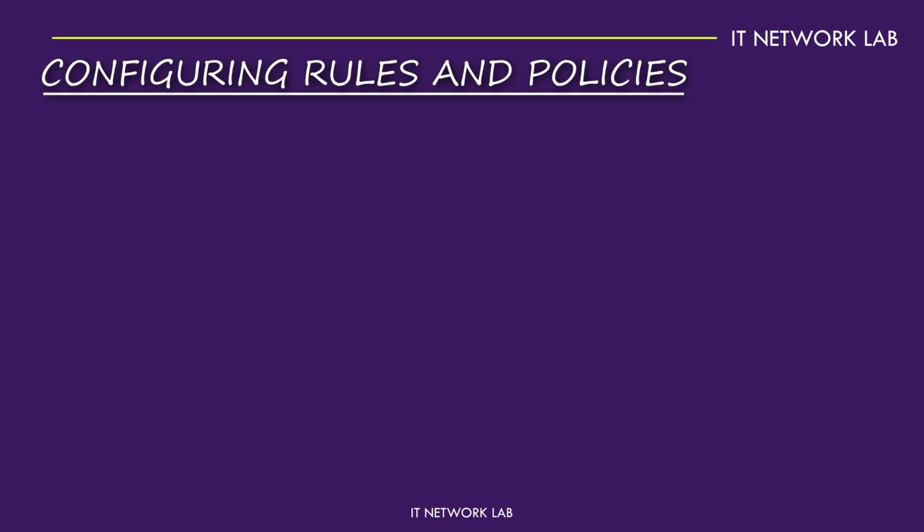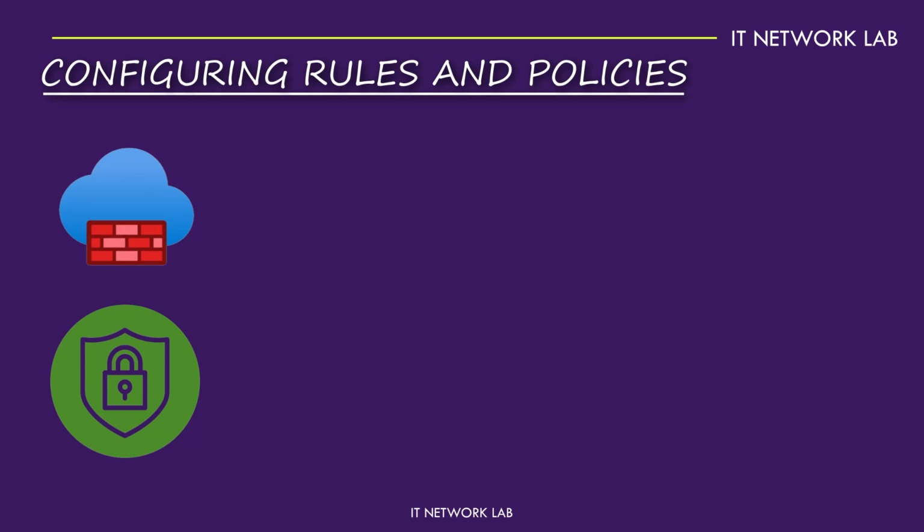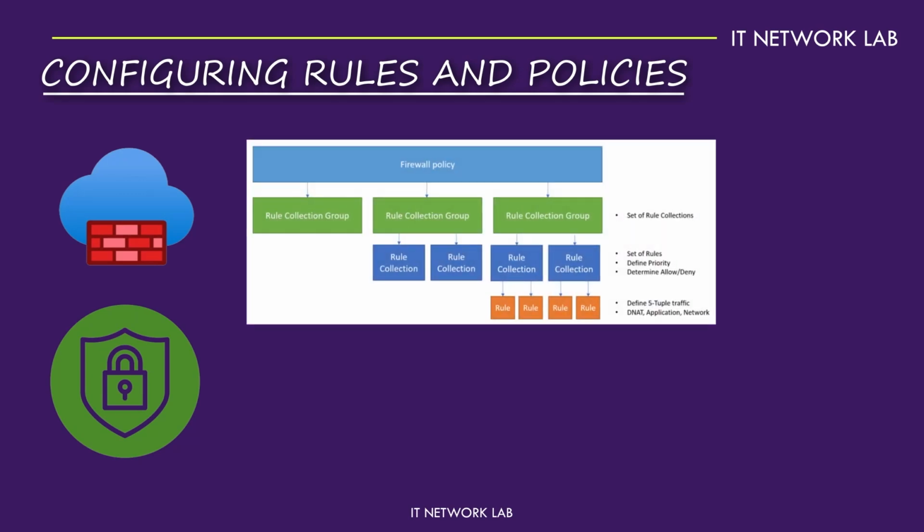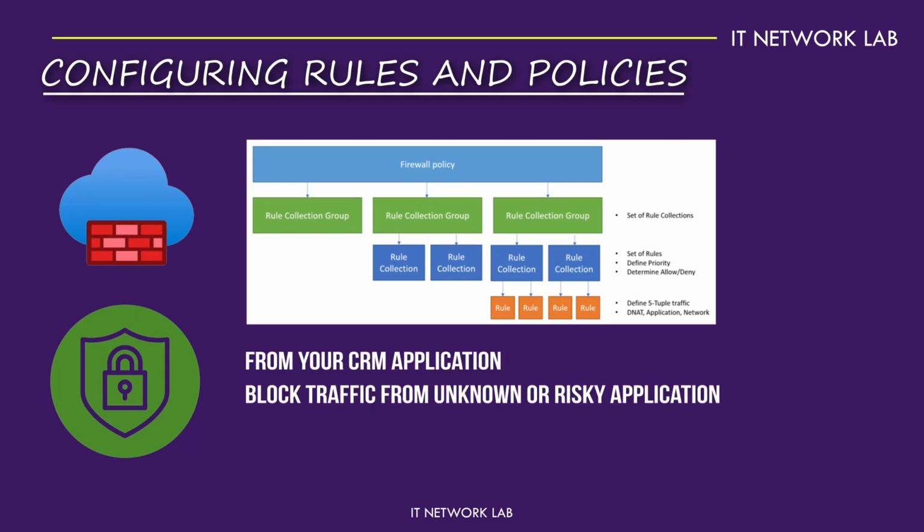Configuring rules and policies in Azure Firewall. Configuring rules in Azure Firewall is crucial for effective network security. Application rules define allowed and blocked applications. For example, you can allow traffic from your CRM application, but block traffic from unknown or risky applications.